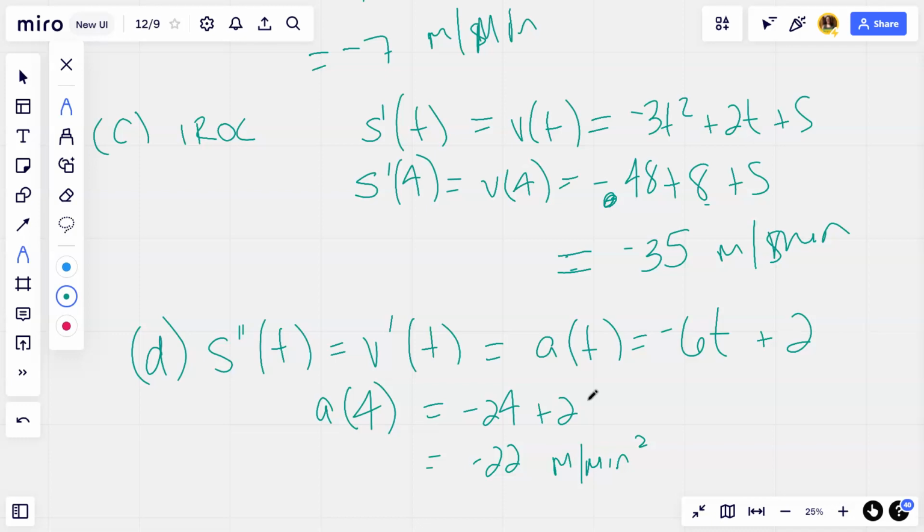At 4 seconds, is the bug speeding up or slowing down? Now we have to look for a sign. It's speeding up. You got it. The signs are the same. Okay, velocity and acceleration: signs are the same, speeding up. Signs are different, slowing down. Yes, write that down. So my little bug is getting faster and faster and faster.